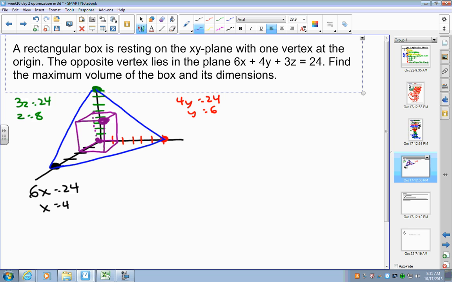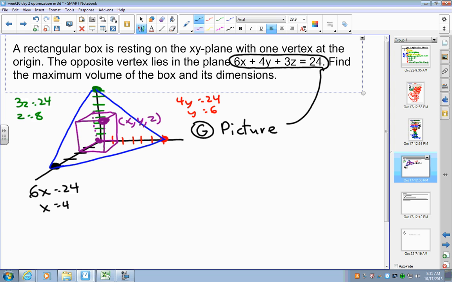Okay, if you want, you can label that point x, y, z, and that point is hitting the plane again, hitting the blue plane there. Okay, so let's start this. I'll go with my G, which is the given, was basically the picture that I drew, and this equation. So you could argue it's the picture and the equation 6x plus 4y plus 3z equals 24. Okay.